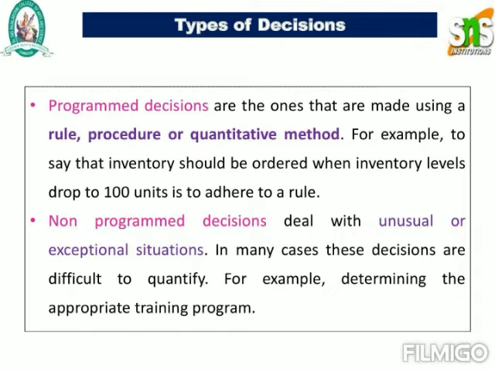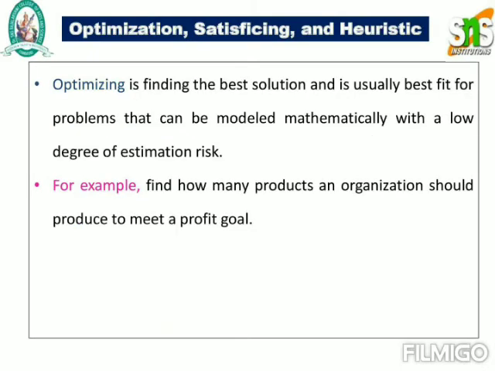Non-programmed decisions deal with unusual or unexpected situations. In many cases, these decisions are difficult to quantify, for example, determining the appropriate training program. The next topic is optimization, satisficing, and heuristic.